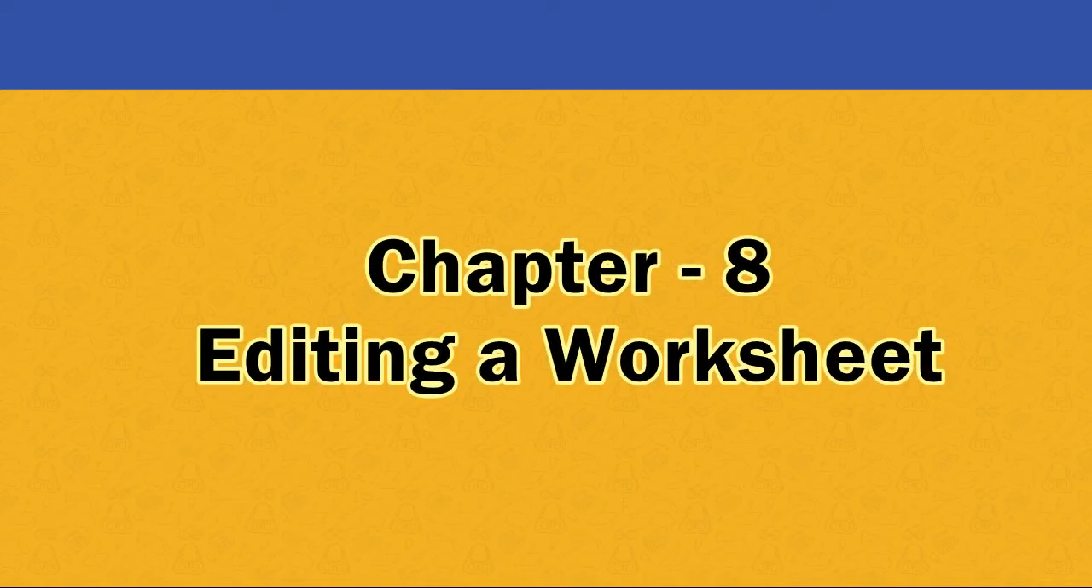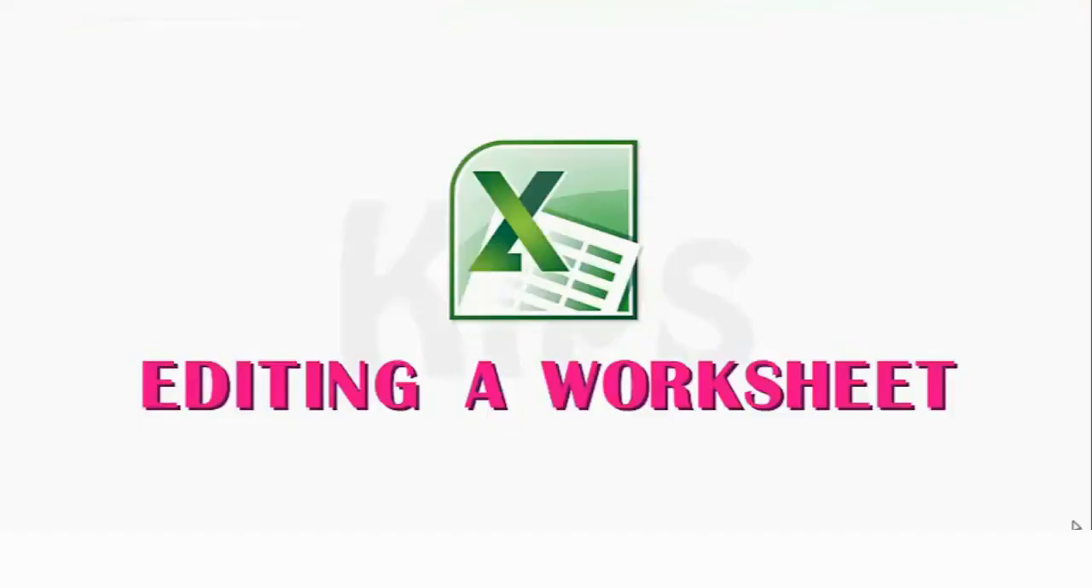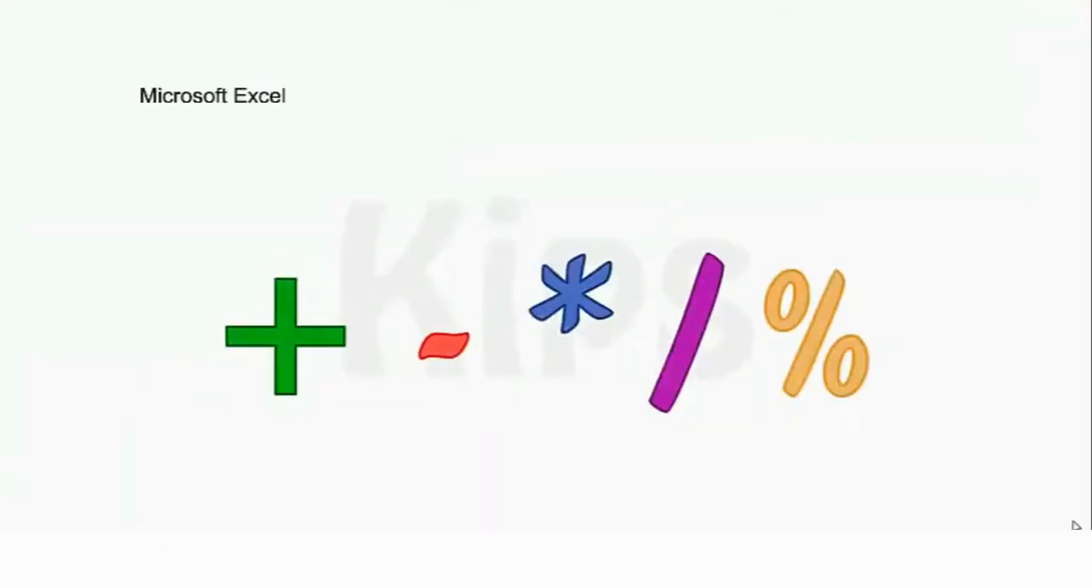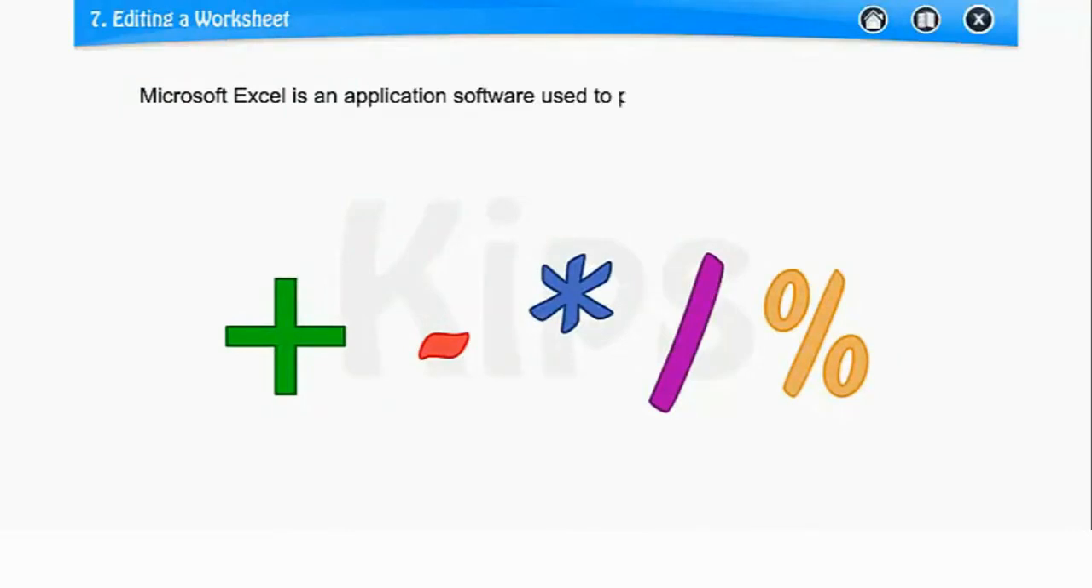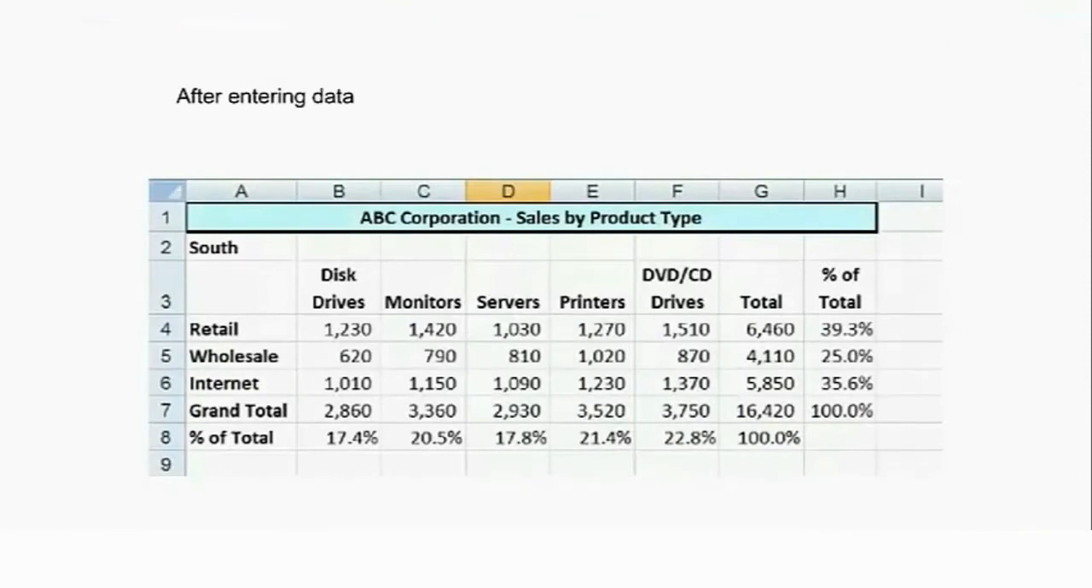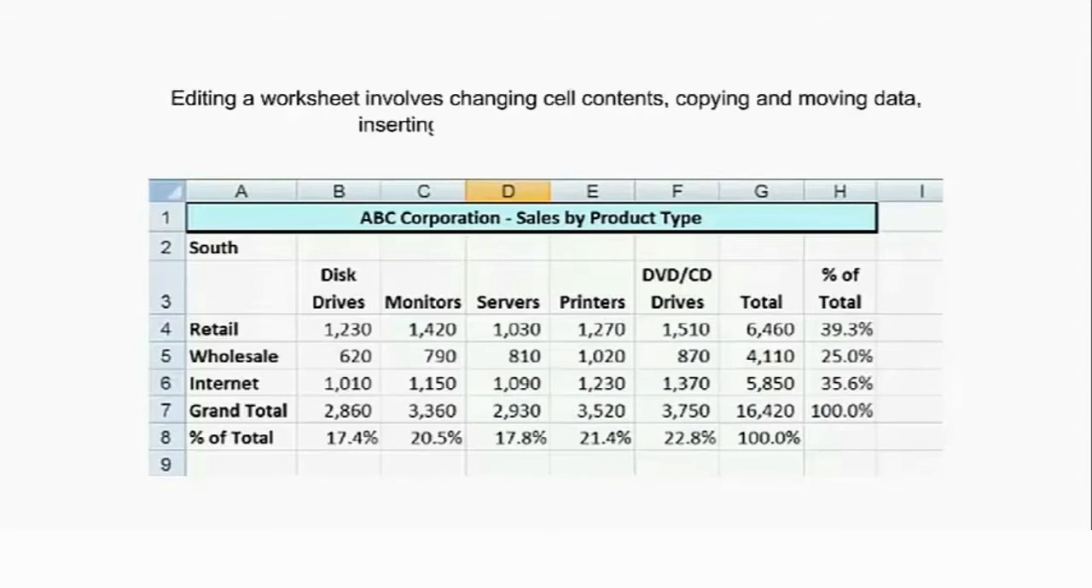Today we will start with a new chapter, which is chapter 8, editing a worksheet. So let's start. Microsoft Excel is an application software used to perform mathematical calculations. After entering data in a worksheet, we may need to make some changes in it. We can add more data and edit its content. Editing a worksheet involves changing cell content, copying and moving data, and inserting or deleting rows and columns.